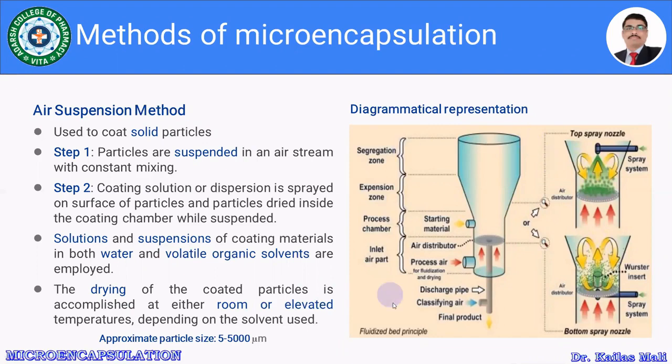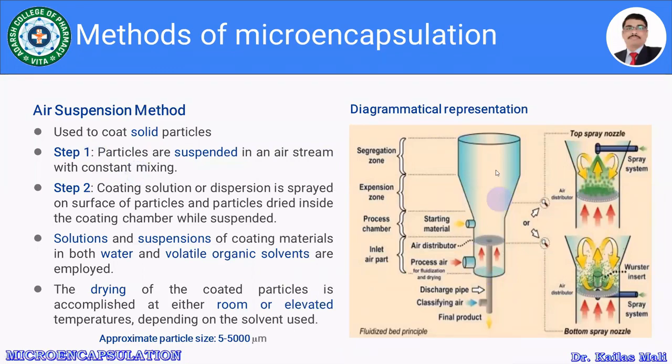Generally, the particle size which we are getting by using the Wurster coater or air suspension method is around 5 to 5000 micrometer. It is used to coat the solid particle. It indicates that it is possible to use only the solid material to coat or to get the microencapsulated product. There are two steps. Very first one, particles are suspended in an air stream with a constant mixing.